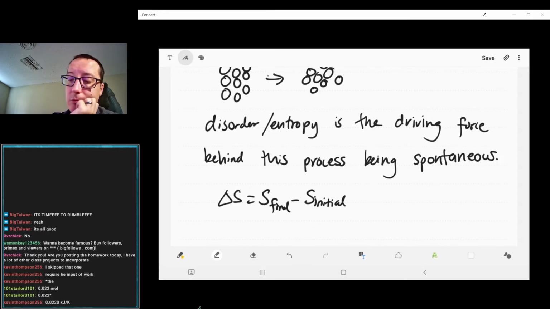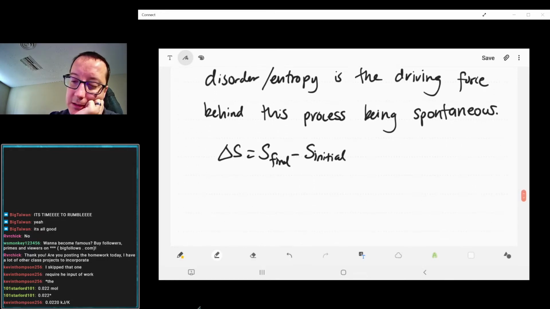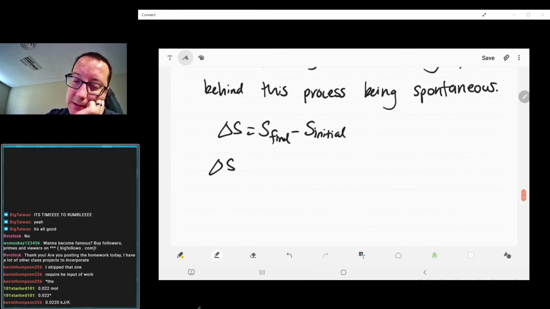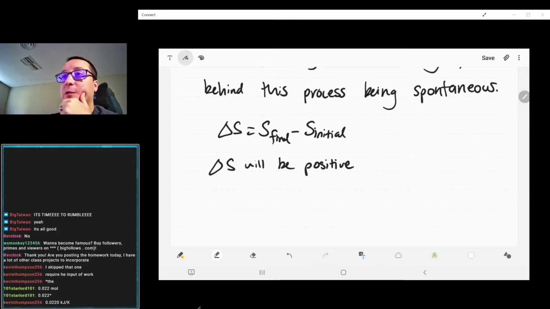All right, so we know that delta S will be positive for a few things. We can kind of already say what it's going to be positive for. We have a number of conditions where entropy will always be positive, and that will be this process here. So going from a solid to a liquid, or a liquid to gas, will always be positive.